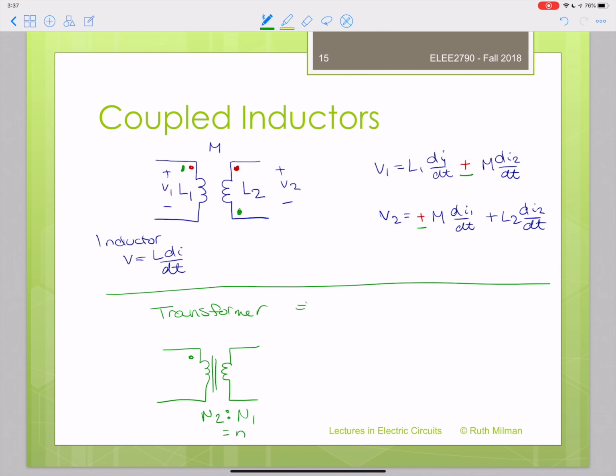So this is a device where the coupled inductors have maximized magnetic coupling, and the purpose of this is very simply to change voltage and current levels.